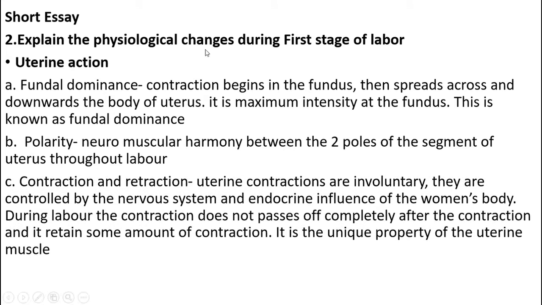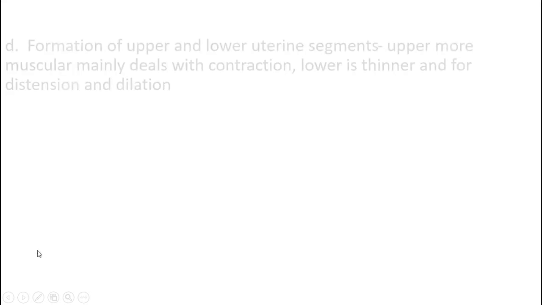Third is contraction and retraction. The uterine contractions are involuntary. They are controlled by nervous system and endocrine influence of the woman's body. During the labor, the contraction does not pass off completely. After the contraction, it retains some amount of contraction. It is the unique property of the uterine muscle and it is known as the retraction.